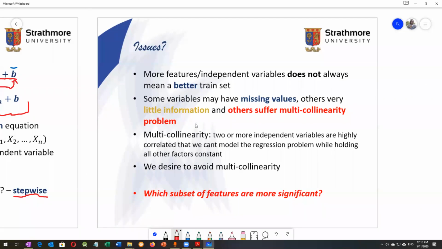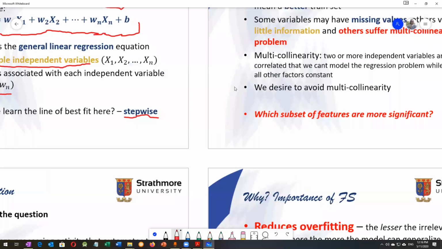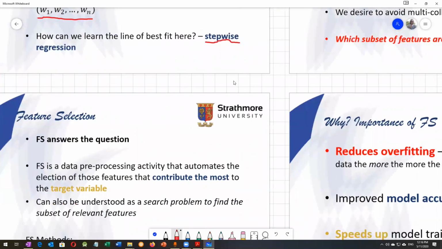Since some features are useless, others are suffering from some problems, and others have missing values, and so on and so forth, we desire to avoid all these. Most importantly, multicollinearity is a very big problem in regression. So the question is, which subsets of features are more significant? Which features are the most important? That's the question that is now being asked, and that is going to be answered by Mr. Feature Selection.